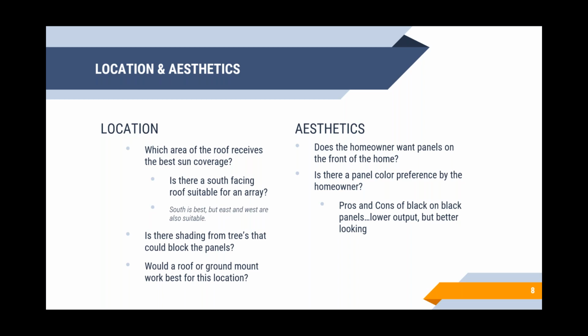Typically, the black on black will be the black frame, black back sheet, and black racking. And that does come with a higher cost. However, it does look very camouflaged into a roof, and aesthetically pleasing as well. So it just depends on where the location is and how the consumer wants it to look on their home.